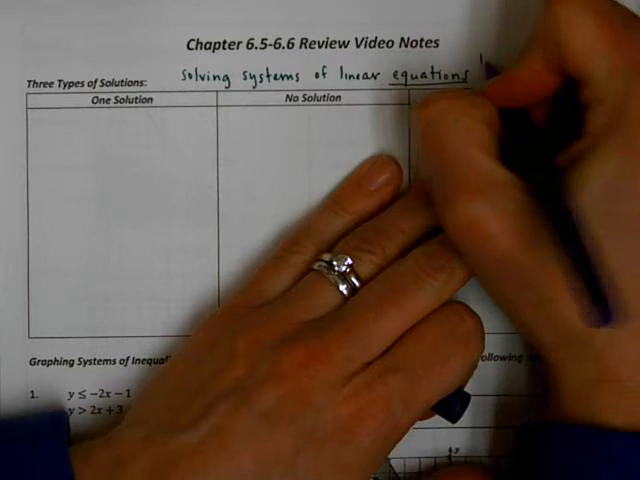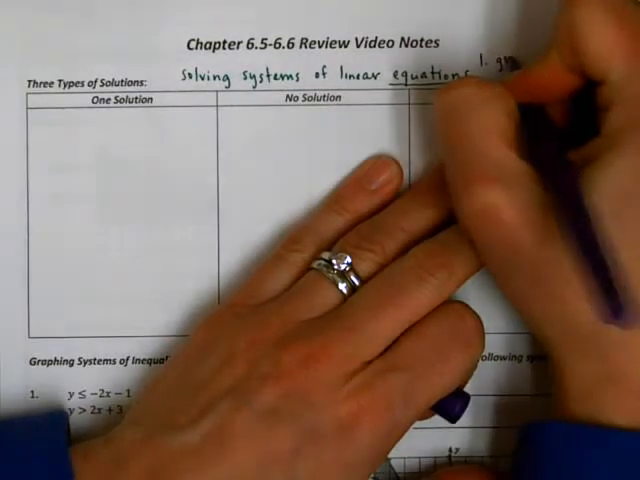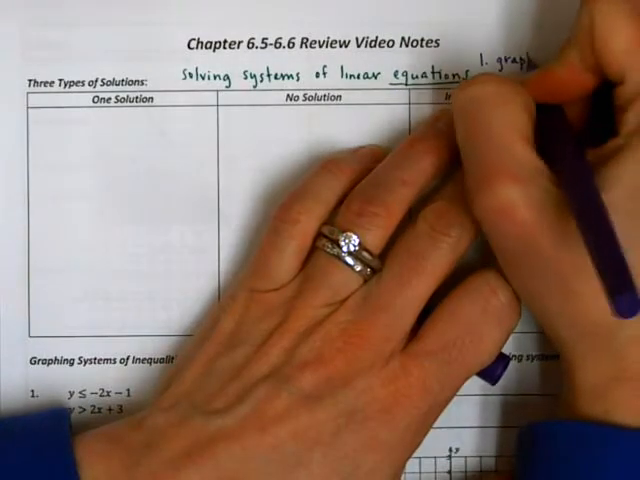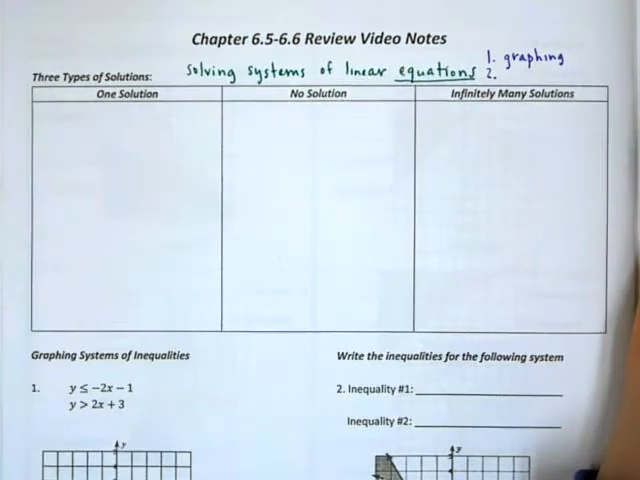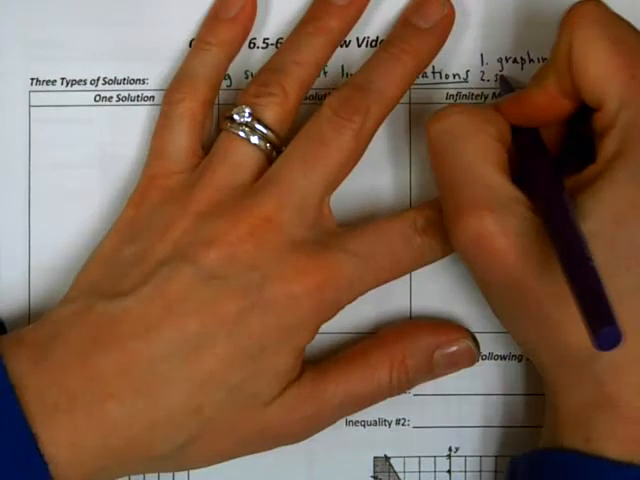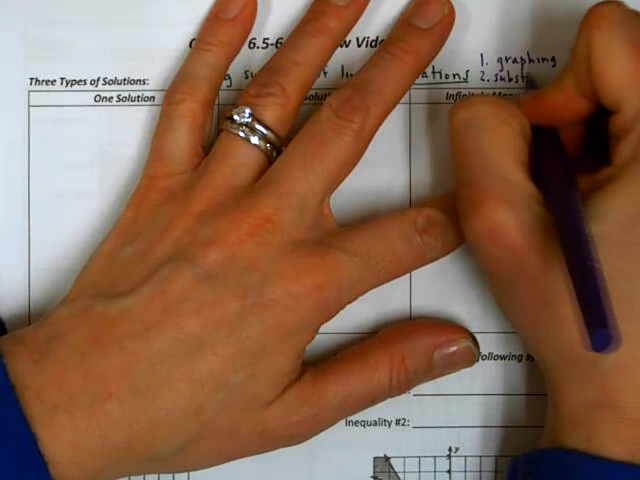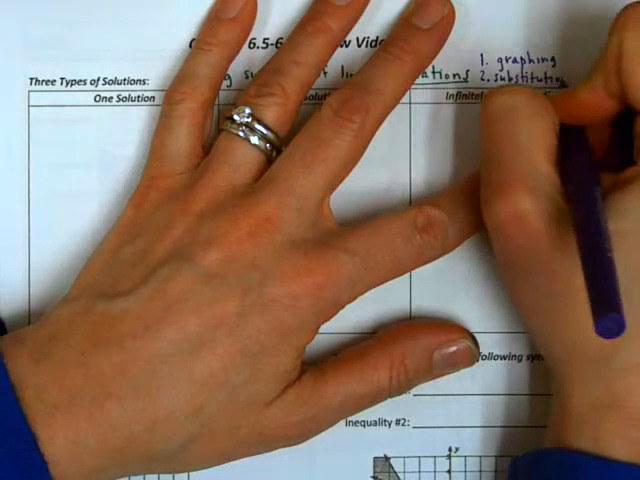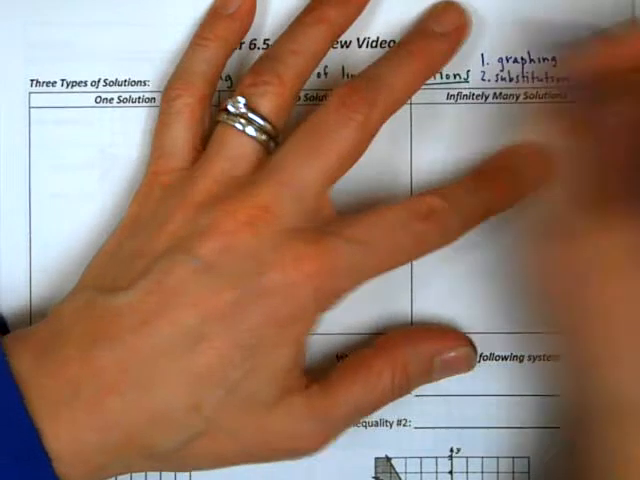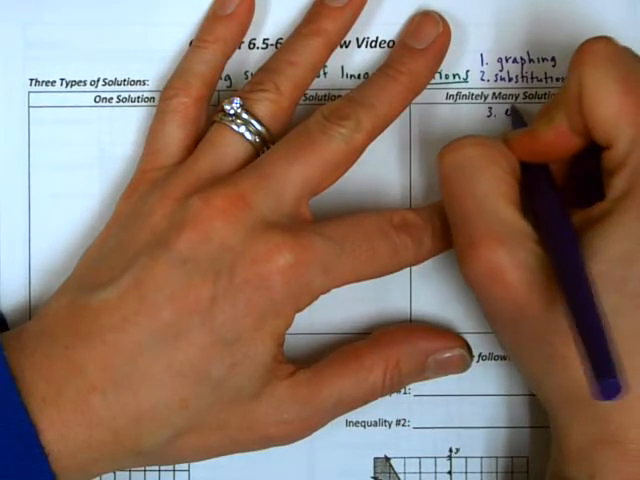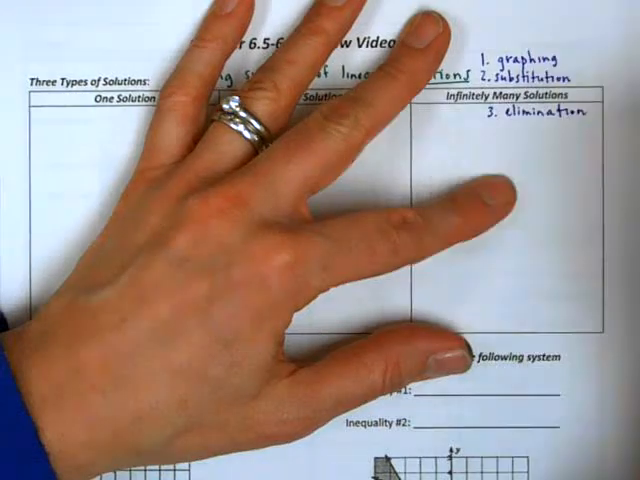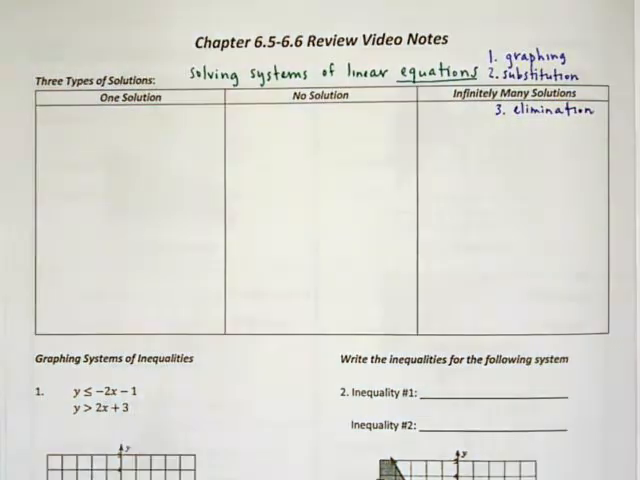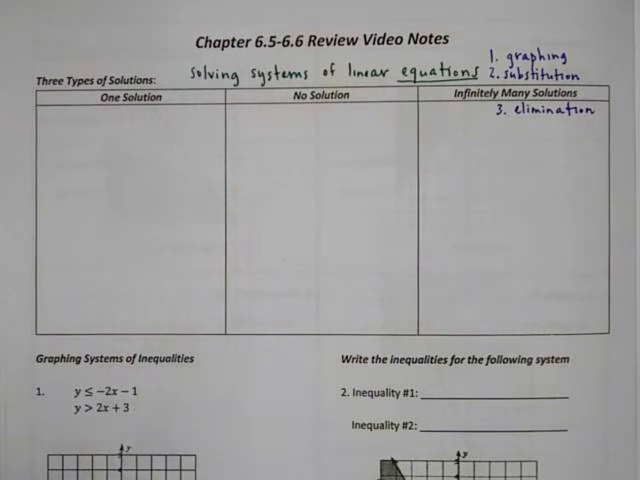The first way we could do it is by graphing. The second way, and I'm going to run out of room here, was substitution. And the third way, I guess I'm going to have to go down here, sorry about that, is elimination. So this is where we started. Now, we also learned that when we solved, one of three things could happen.